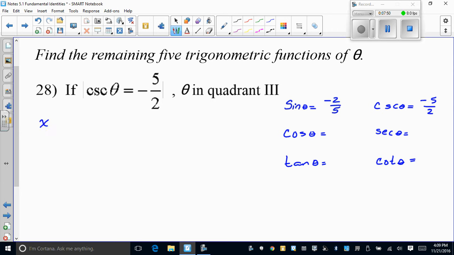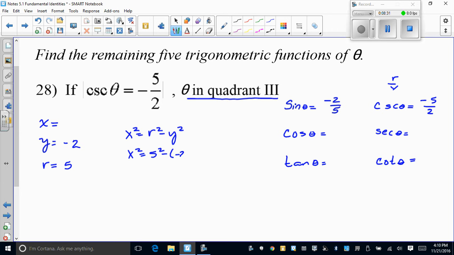So we need to identify our x value, our y value, and our r value. Now, cosecant is r over y, so we know that 5 is positive, y is negative. Then I want to point out that they told you that theta is in quadrant 3. And in quadrant 3, x and y are negative. So x squared equals r squared minus y squared. So x squared equals 5 squared minus negative 2 squared, which gives us 25 minus 4, or 21.